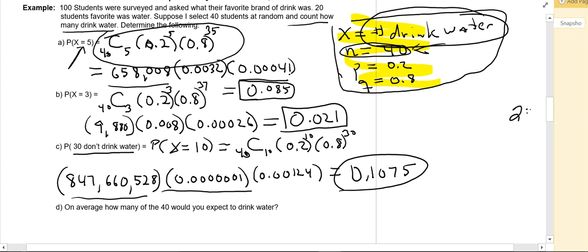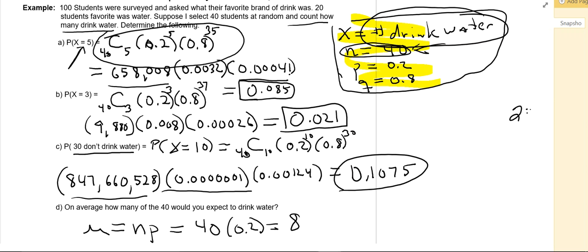Well, we know how to calculate the mean. The mean for binomial is n times p. In this problem here, n is equal to 40. P is equal to 0.2. That is equal to 8. So we expect 8 of the 40 to drink water.